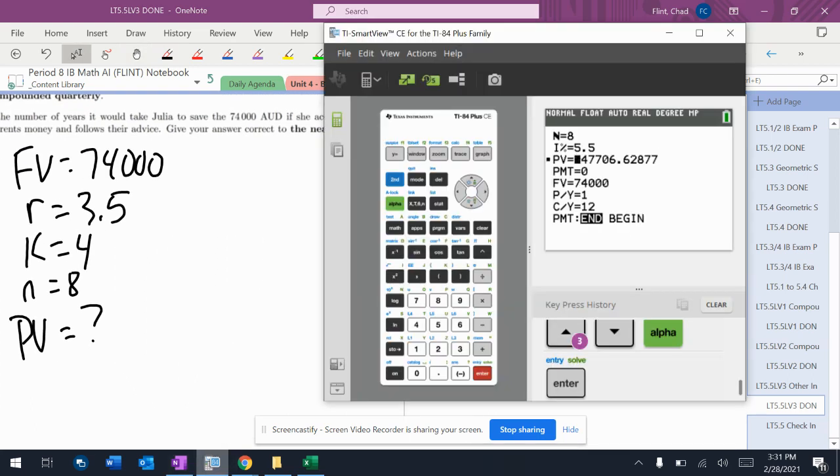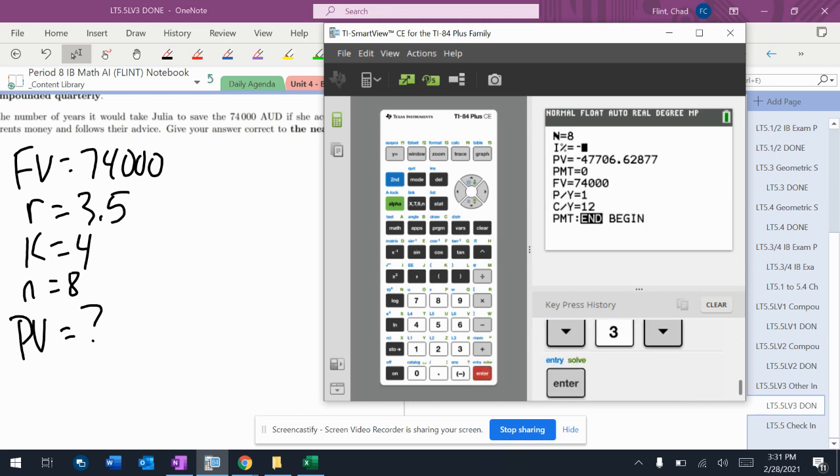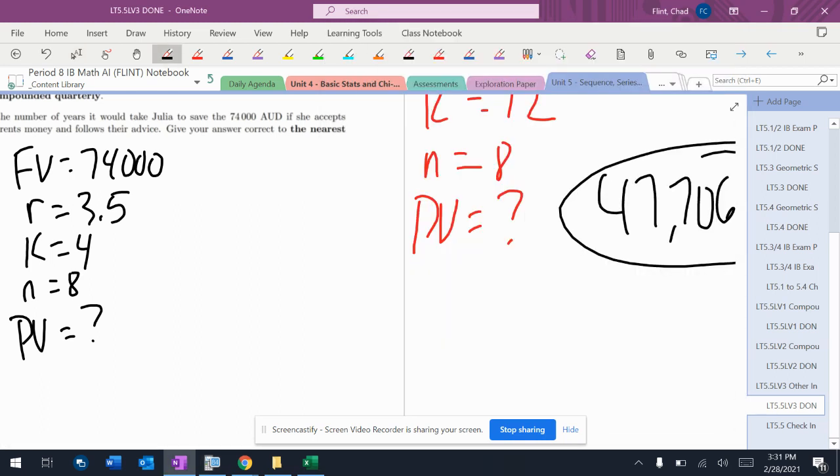So we're 8 years. The interest rate is 3.5%. The present value, I don't know. The payment is nothing. 74,000, but it's only compounding 4 times per year. So what is the present value here? It's going to be significantly more. So 55,996.15.